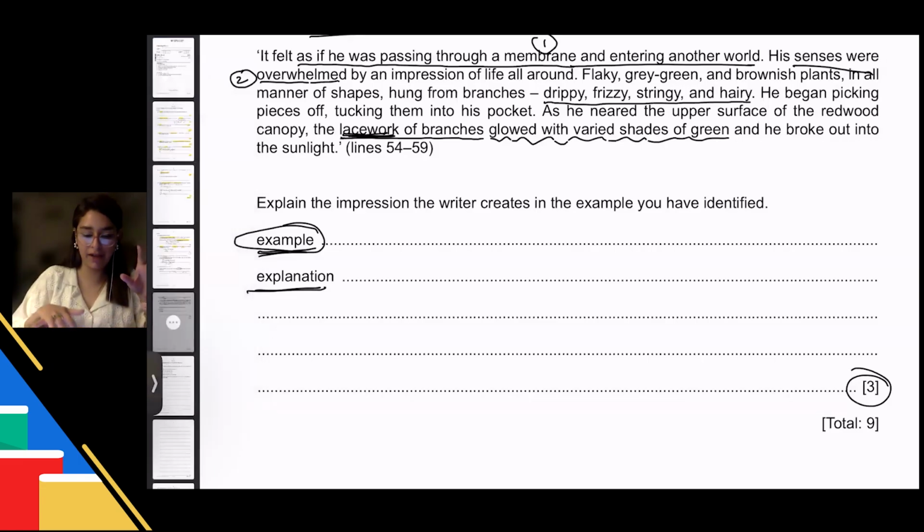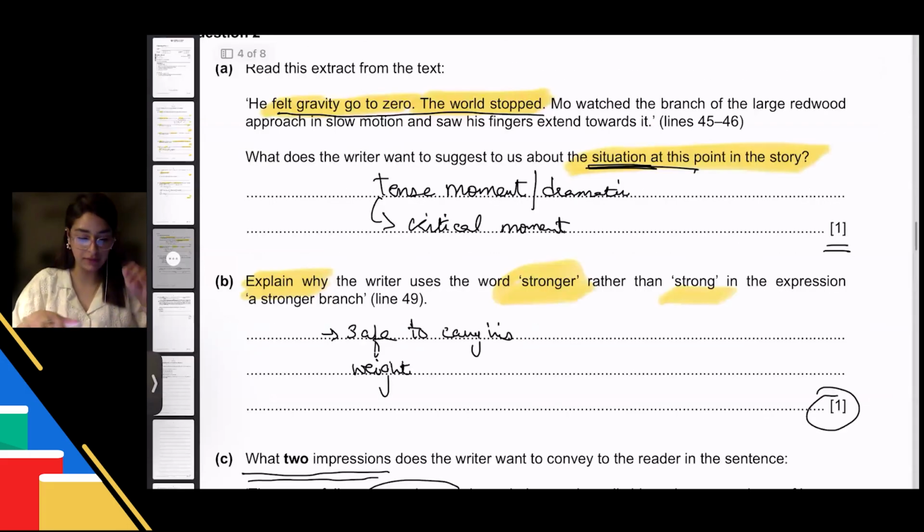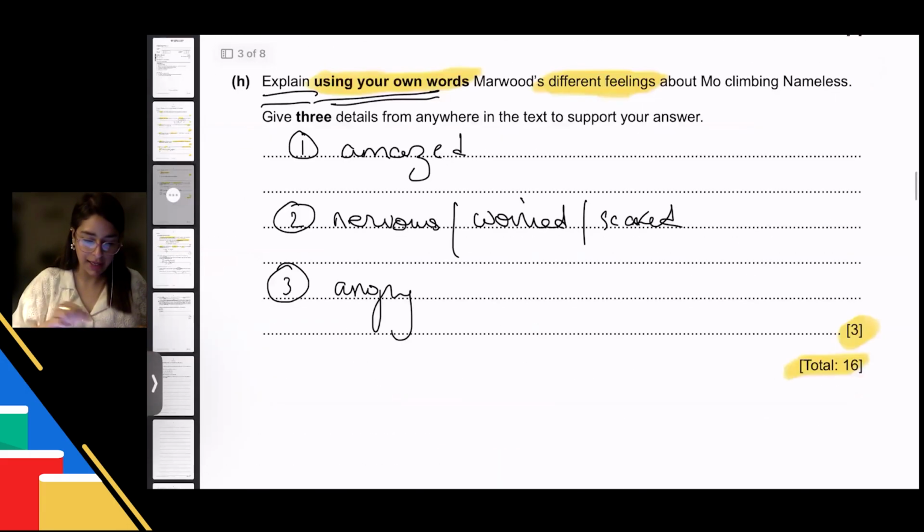Basically, you first identify the example in this case. And once you have done that, you describe what that actually means. Let me just go through the question real quick. It says, using your own words, Marwood's different feelings about Mo climbing the names. So the first thing you need to identify here is give three details from anywhere in the text to support your answer. For example, when I see the fact that he is feeling amazed, I will give my evidence, which is going to be the line where he says, you aren't going to try to climb it, are you? So he shows a bit of shock.